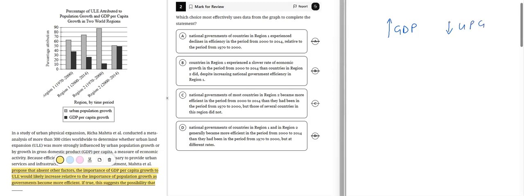So GDP will increase, UPG will be down when? As government becomes more efficient. So if efficiency is up, see, I'm trying to create my dummy down corner. This will mean GDP will be up and population will be down. So this is really what we're looking for.